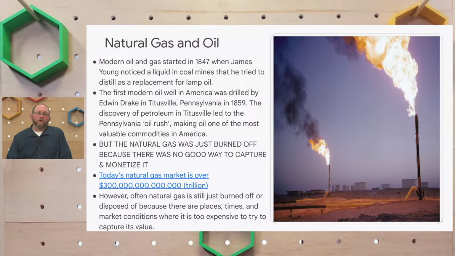That gas we now know is natural gas and has grown to be a $300 trillion global market. And yet, even today, there are places and times when the infrastructure just isn't there to allow them to capture it, and they still just burn it off. It's like taking a flame to money because they just don't have the tools to be able to monetize it.